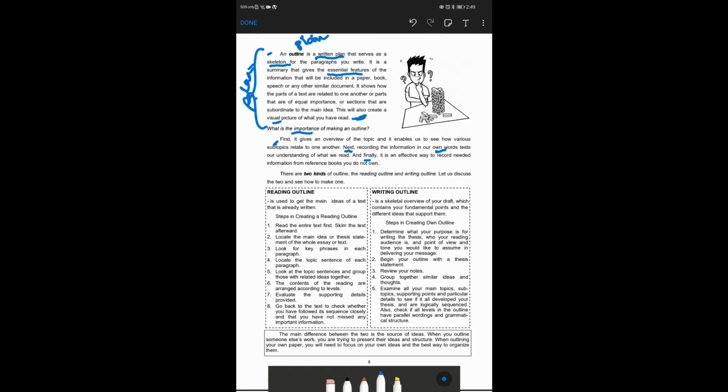Okay? And finally daw, it is an effective way to record the needed information from reference books you do not own. So, when you read things to research, when you read books to research about a topic, outlining daw is an effective way to record the information na kailangan mo. Okay?